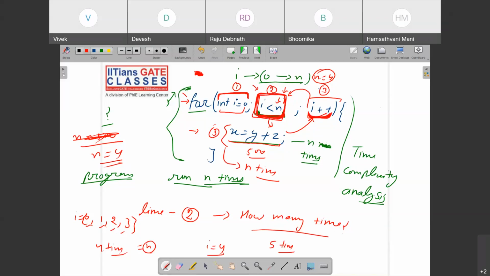So for the last time, this condition will fail. That is why it will then execute one extra time. So it will execute one extra time. Okay, let's move on to the next question.